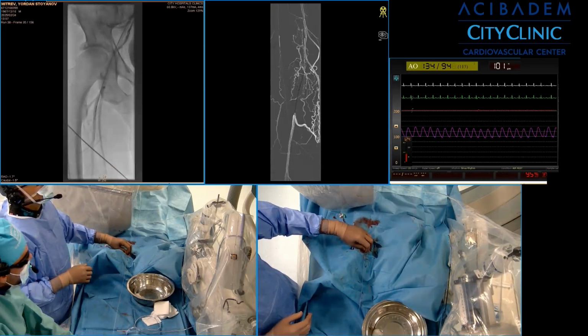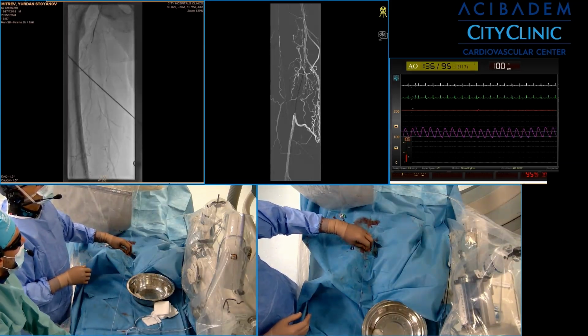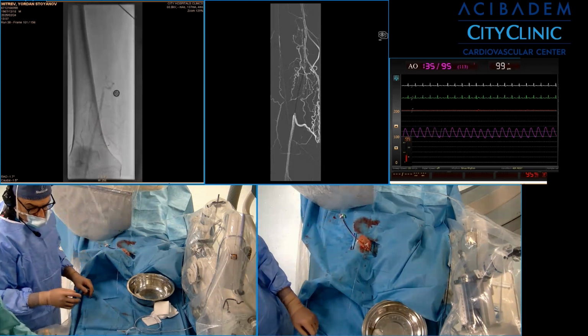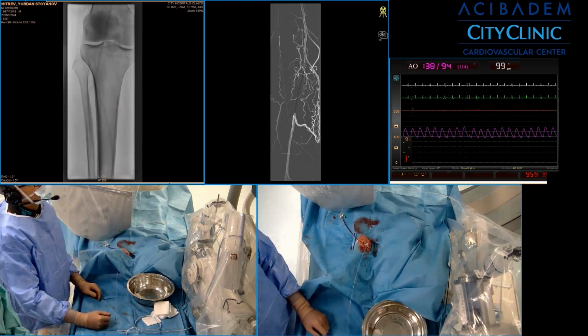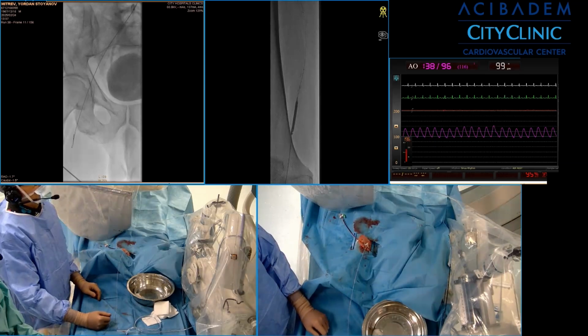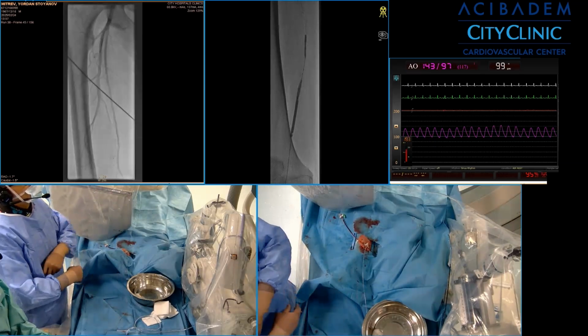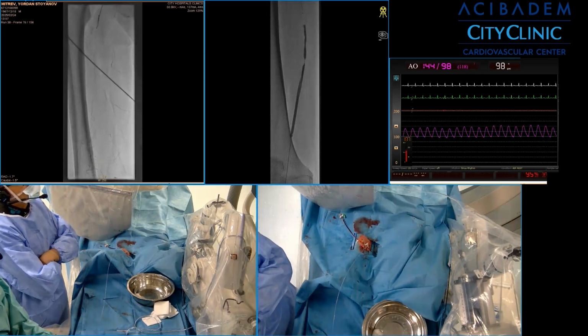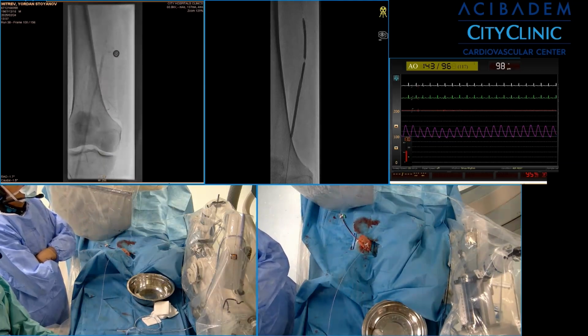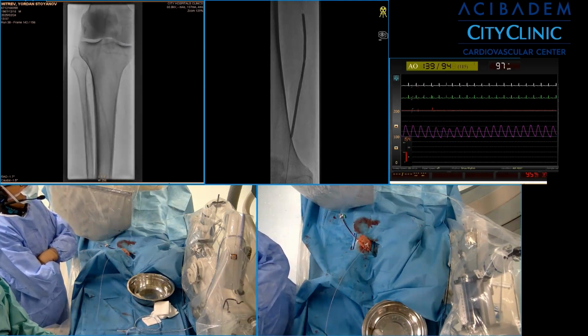My tactic is to leave nothing behind. Yes. That's why I agree with the PTA and DCB tactic. And in some bailout situations, we are stenting. Exactly. This is what we are practicing definitely. We are using the stent.